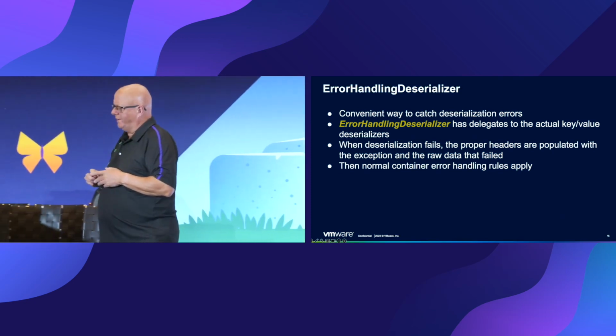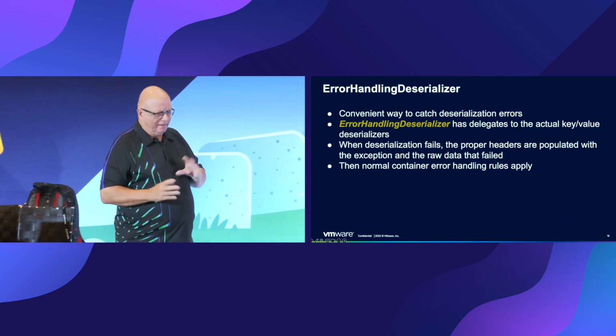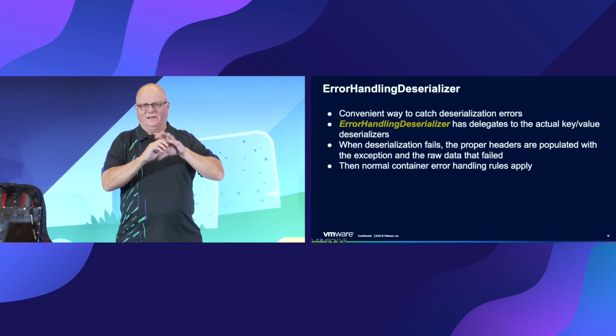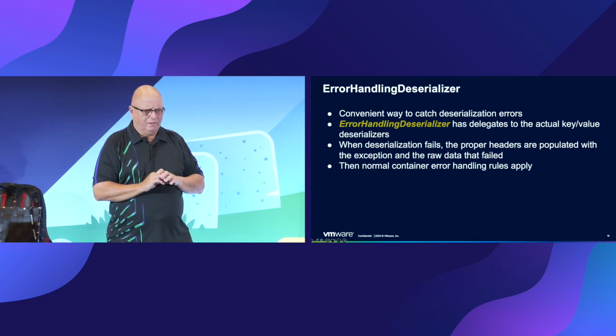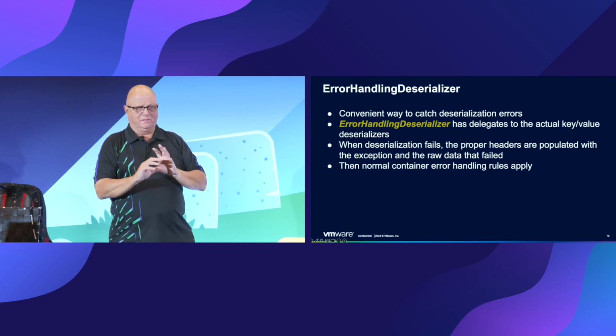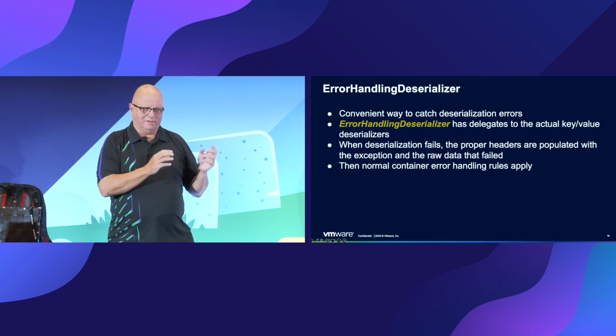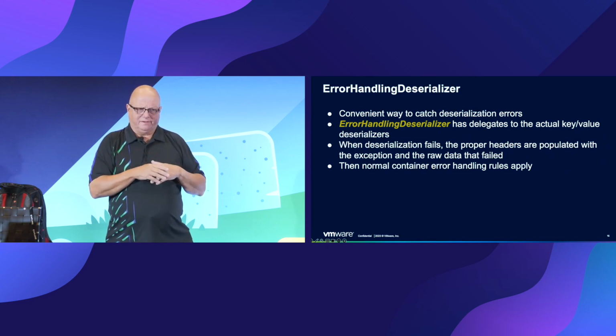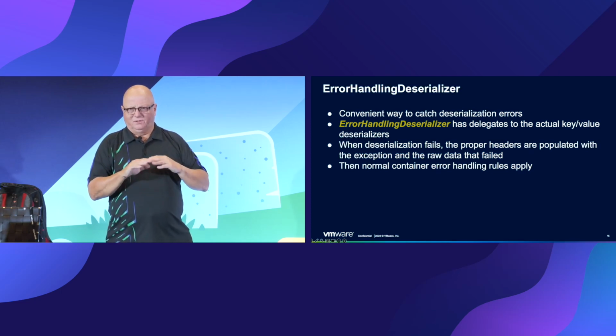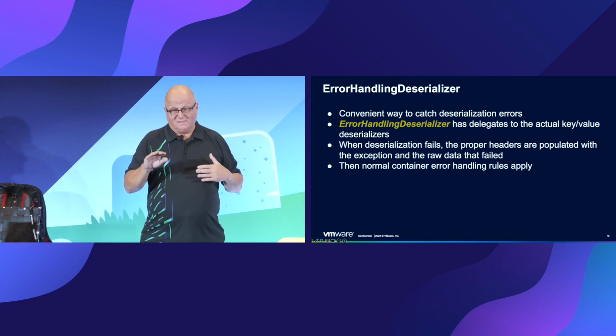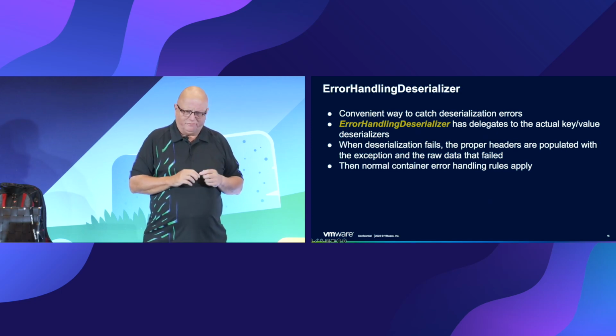So we created this error handling deserializer, which basically says, I'm going to use a JSON deserializer, but I'm going to wrap it in an error handling deserializer. In that case, the error handling deserializer catches the error and writes the deserialization exception to a header of the record. The record is passed up to the container, and the container detects that header and sends it directly to the error handler. So the listener doesn't get that bad record, it goes straight to the error handler. And then it's handled in a normal way, except it's a fatal one because there's no point in retrying deserialization. It's fatal by default.